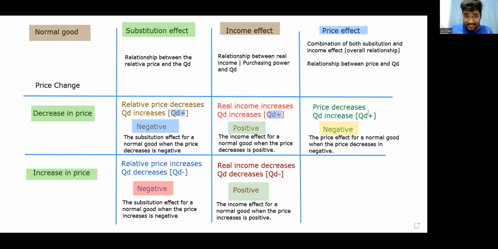Now, what is law of demand saying? Law of demand is saying there's a negative relationship between price and quantity demand. See, negative relationship between price and quantity demand.